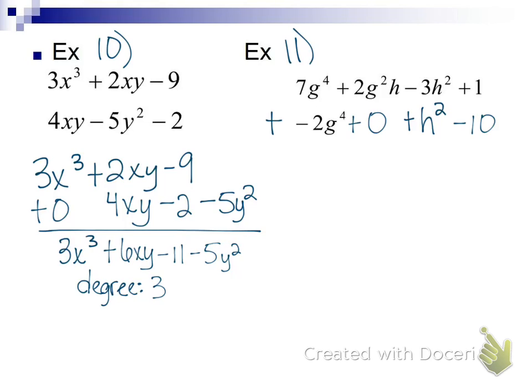We again are adding our polynomials today. So if I take 7g to the 4th plus negative 2g to the 4th, what do I get? 5g to the 4th. We're adding a 0, which means that term isn't really changing. So plus 2g squared h? Careful. Negative 3 plus 1. Oh, I see.